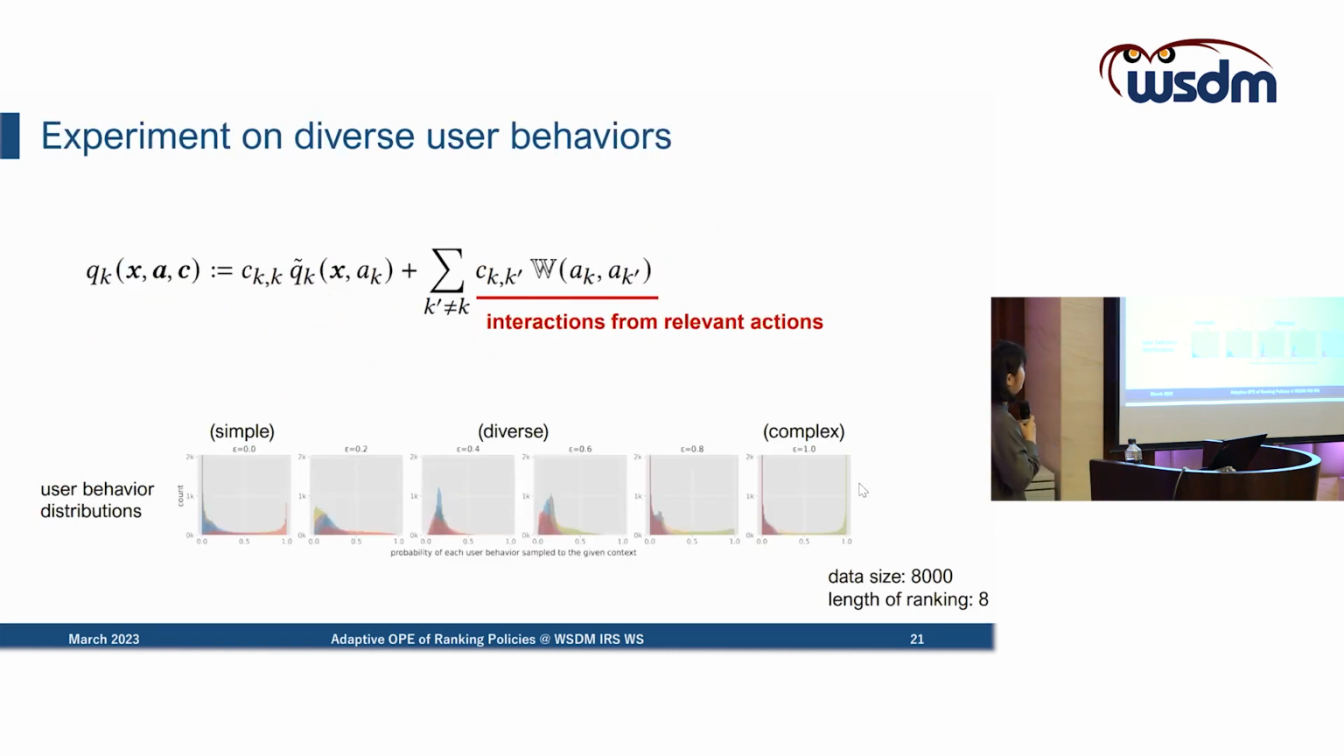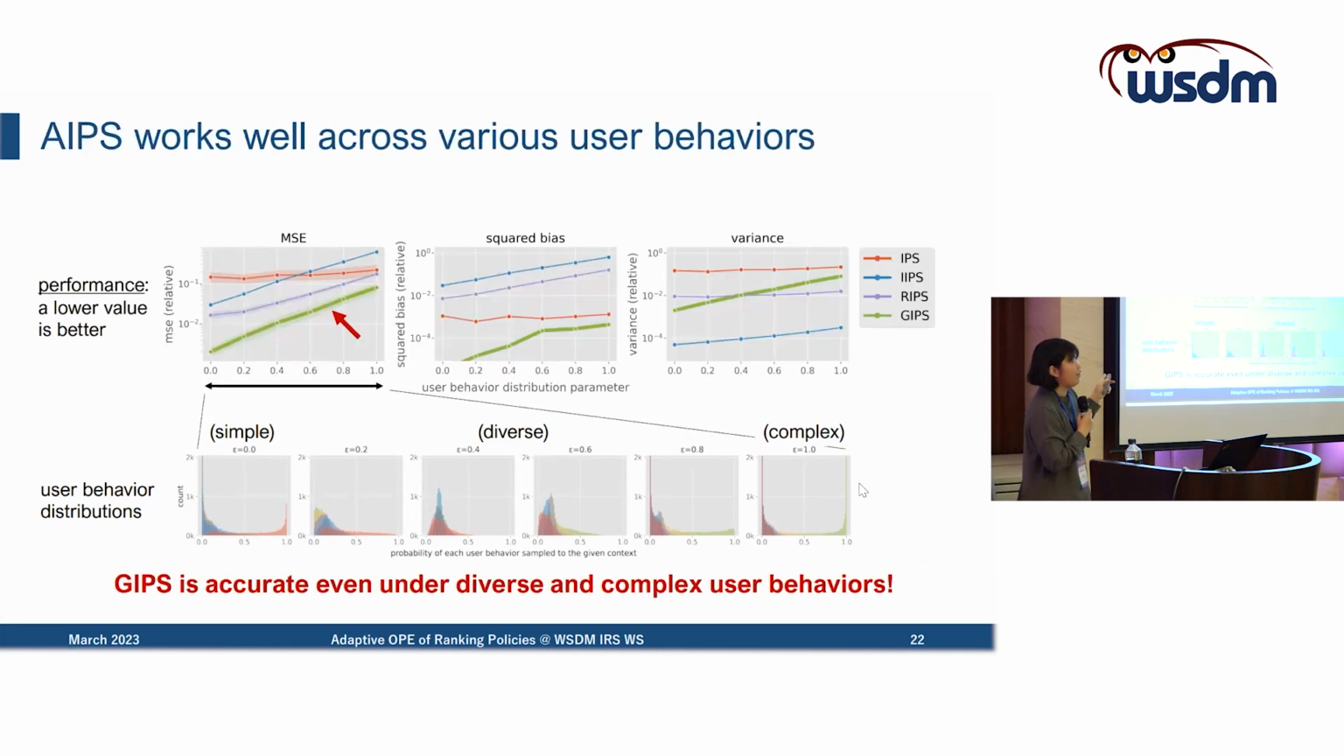Right, so let's finally look at the experimental result. Here we conduct a synthetic experiment using this reward function, which is affected by the interaction from relevant actions. And this user behavior index C determines which actions are relevant to the given position. And since this is a synthetic experiment, we simulated various user behavior distributions, and we changed the user behavior index C from a simple one to complex user behavior, and also to diverse user behavior that heavily depends on the user context. And for the result, we compare the mean squared error of estimation. So the lower value means that the estimator is more accurate.